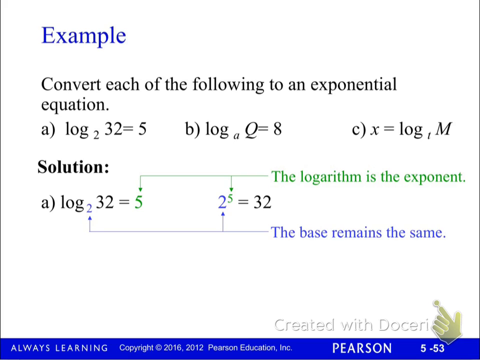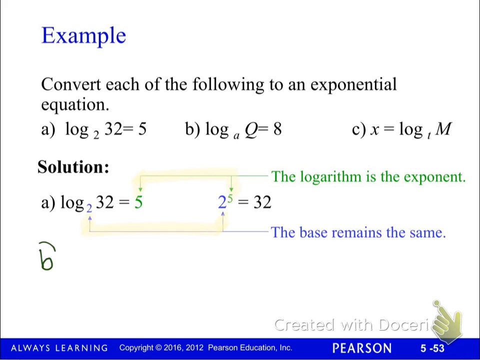So here I have log base 2 of 32 equals 5. So our 2 is our base and it stays the same. 5 is the answer to our logarithm, and it is your exponent. So it's 2 to the 5th power equals 32. So log base 2 of 32 equals 5 is the same thing as 2 to the 5th power equals 32.